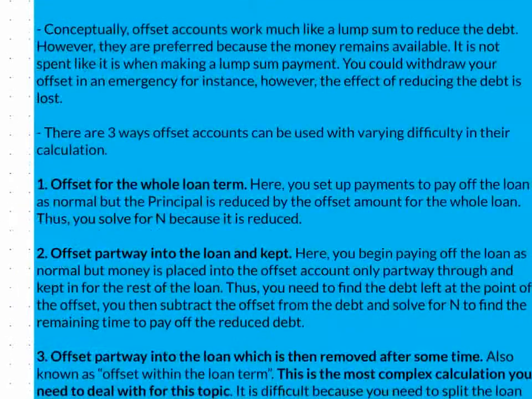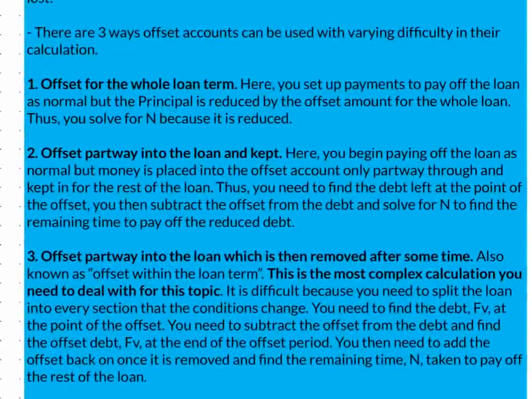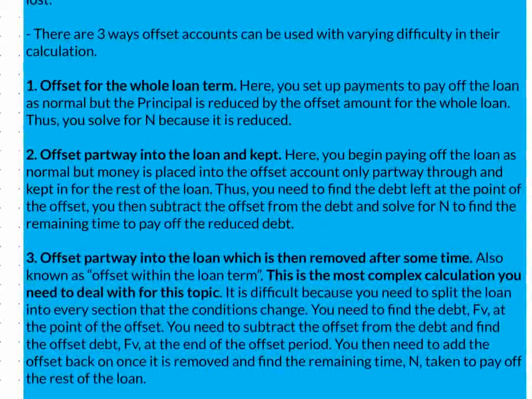So that brings us to the 3 ways offset accounts can be used, and the reason why I had to write an extra chapter. There's 3 ways you can use offset accounts. They have varying difficulties in their calculation. So number 1, you can use the offset for the whole loan term. So basically you set up the payments to pay off the loan as normal, so the default home loan, but the principal is reduced by the offset for the whole loan. So basically you keep money in the offset account for the whole time you have this home loan going.